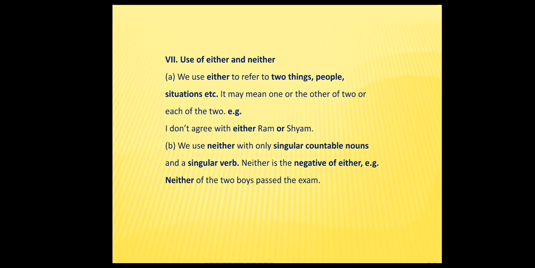Now, last we have the use of either and neither. We use either to refer to two things, people, situations. It may mean one or the other of two, or each of the two. For example, I don't agree with either Ram or Shyam. So here we are talking about two, Ram and Shyam. So there is a choice between Ram and Shyam.